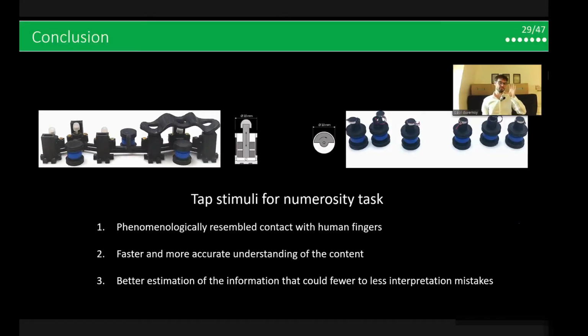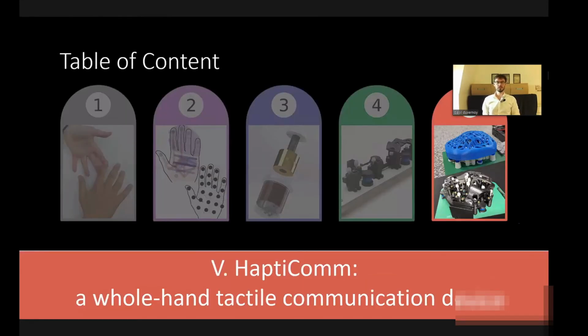And this fact could lead to fewer interpretation mistakes. So for example, if someone sends a message through this device, if you had vibrations, then maybe you think that what you receive is what you think and you're confident about it. But if it's not actually what has been sent, it can lead to interpretation mistakes.